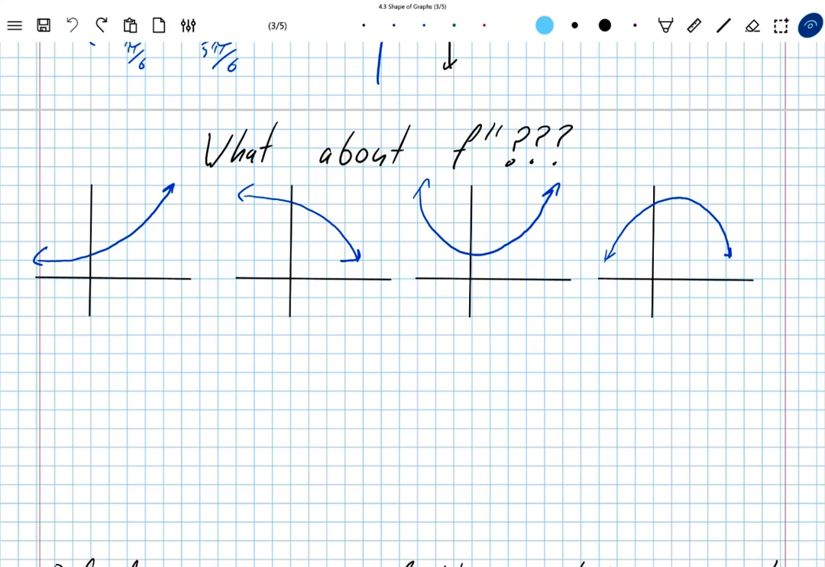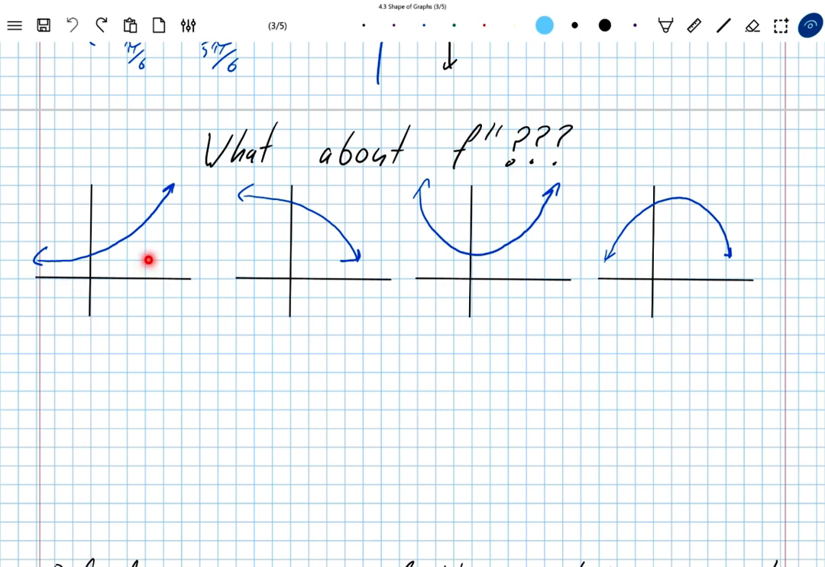All right, we just learned about what a first derivative tells us about a graph. Surely there's something that the second derivative tells us. So let's just look for a second at these four graphs up here. You should be able to look at them and tell me where the derivative is positive or negative. That should be pretty fast.